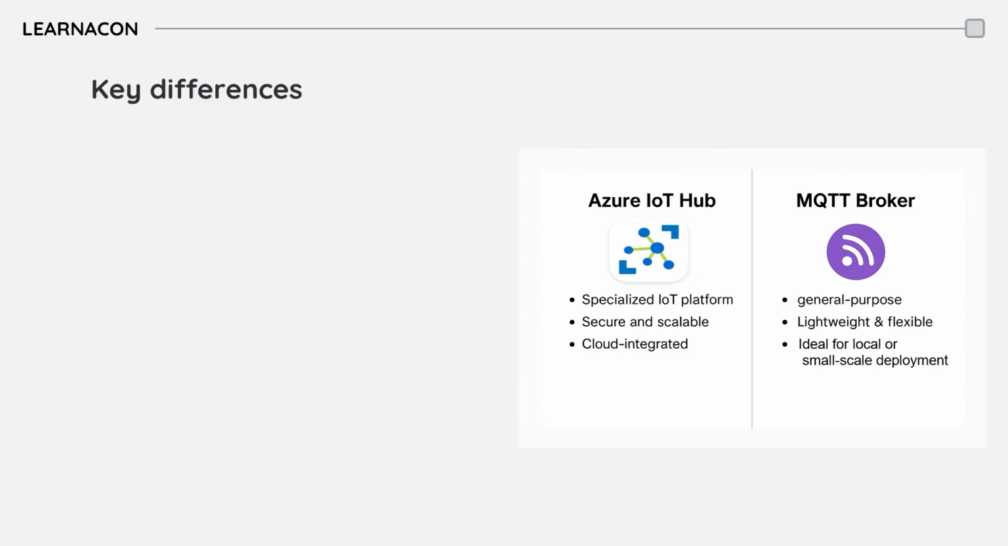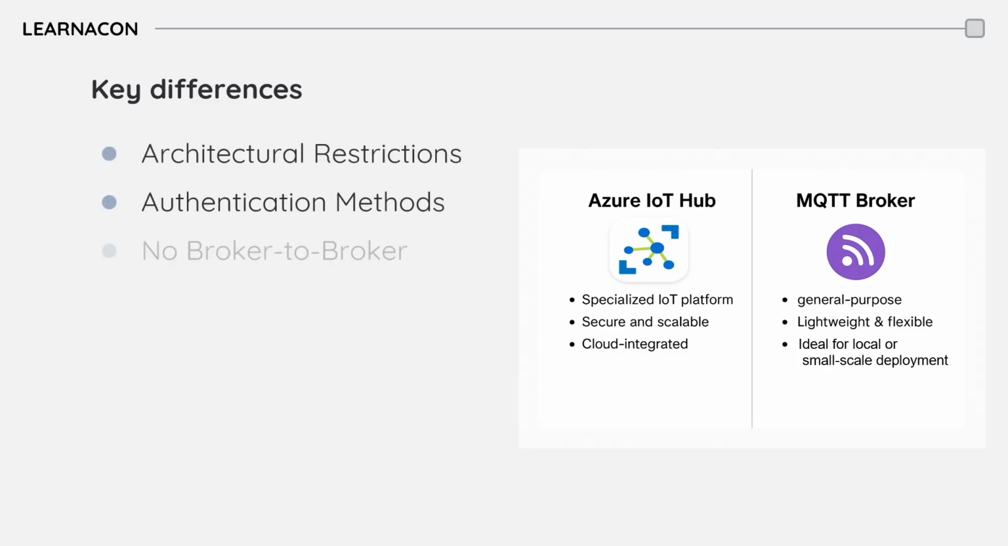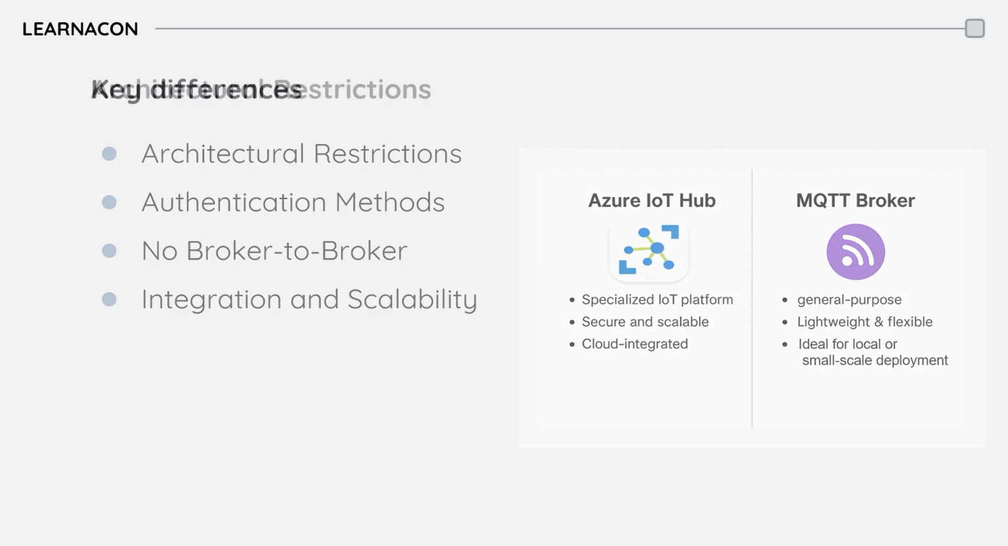Because IoT Hub is deeply integrated with the Azure ecosystem, it imposes certain architectural and protocol constraints that differ from a fully compliant MQTT broker. In this video, we will explore four major differences: architectural restrictions, authentication methods, lack of broker-to-broker communication, and how each platform handles integration and scalability. Now let's dive into each one.